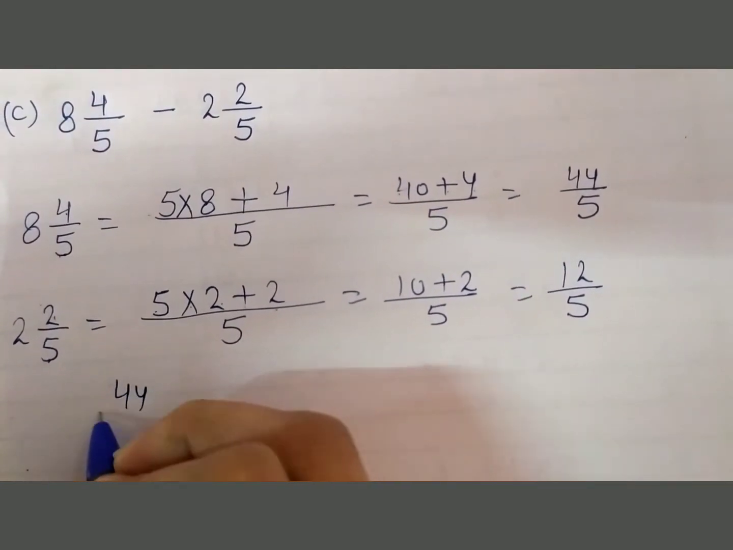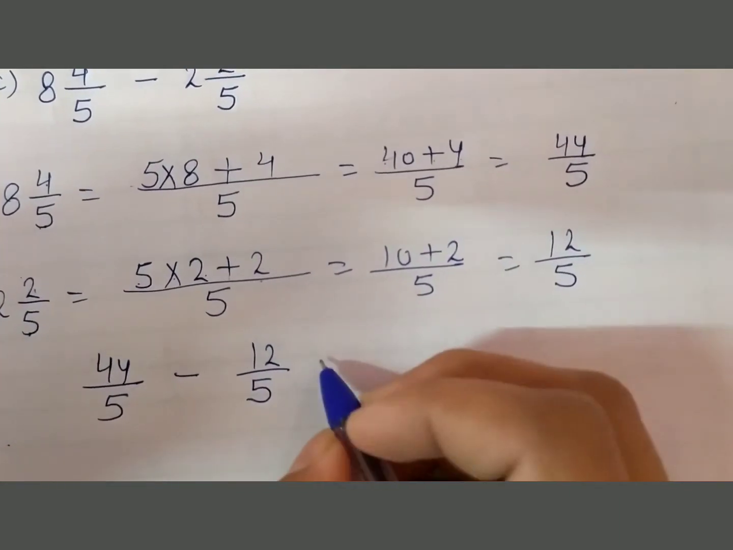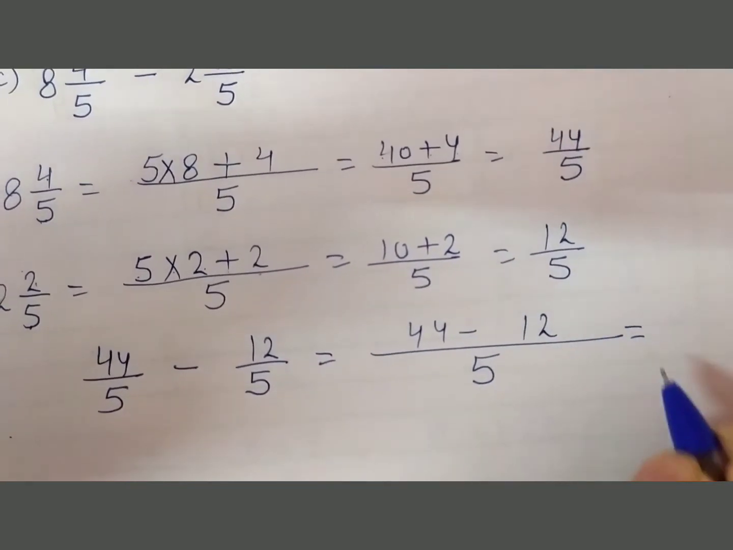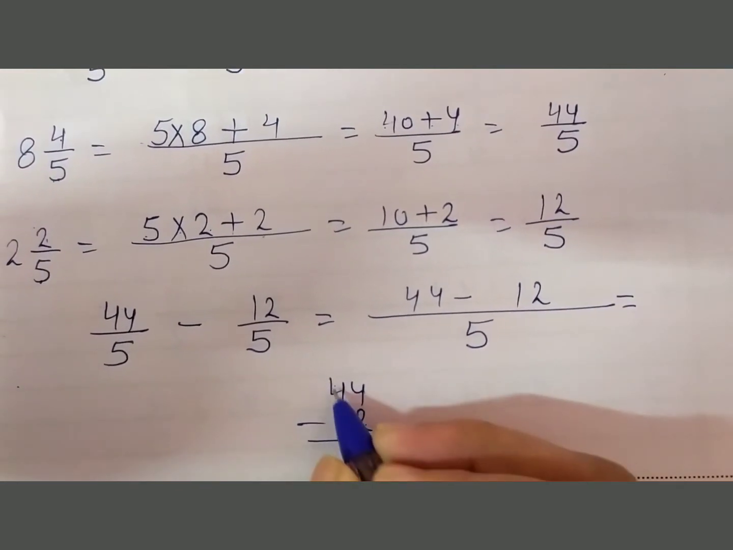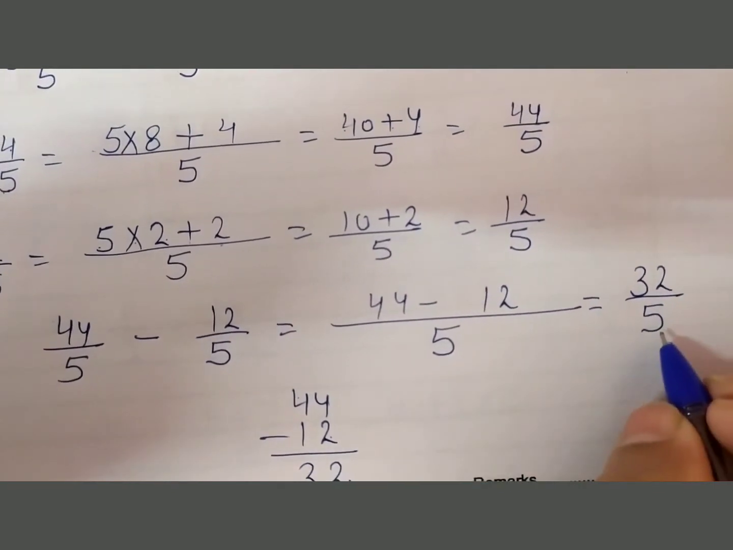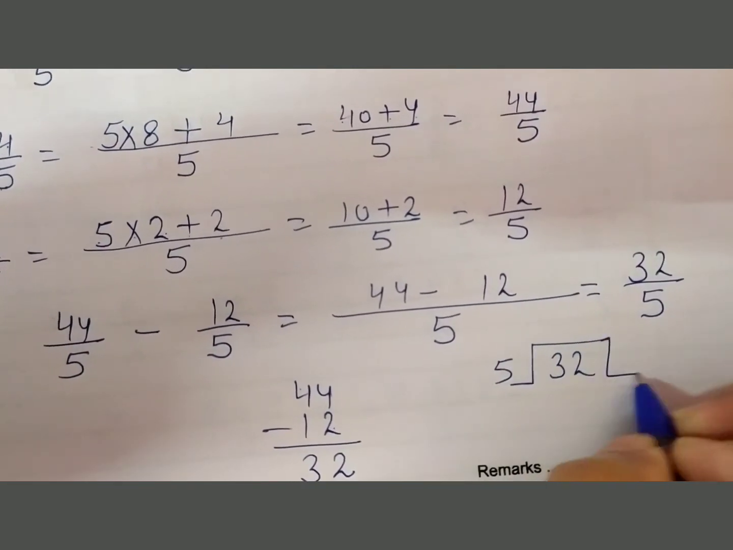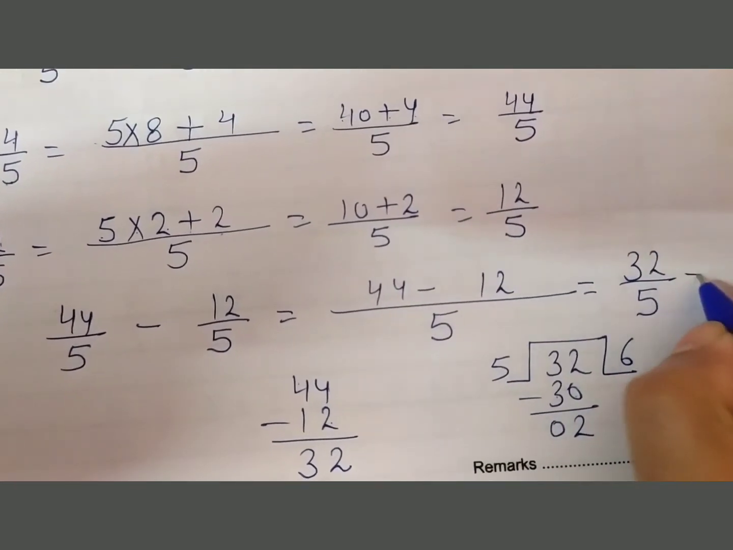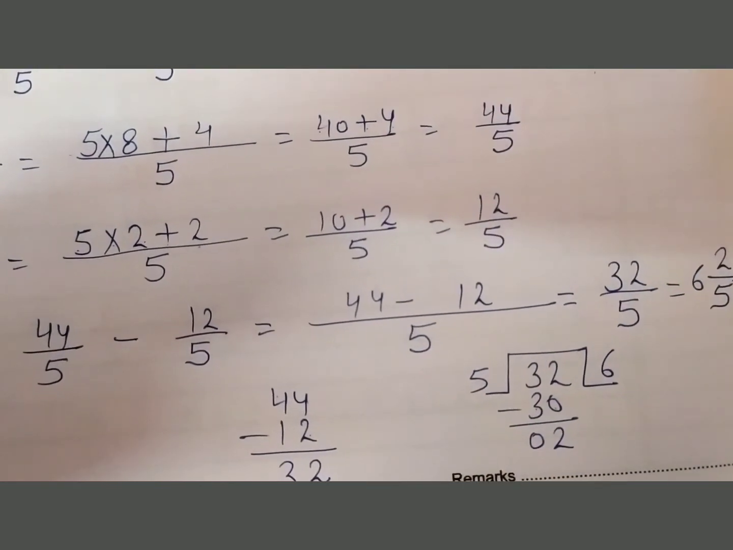It means 44 upon 5 subtract 12 upon 5. Children, the denominators are the same. Write 5 as it is in the denominator. 44 minus 12. 4 minus 2, 2. 4 minus 1, 3. That is 32 upon 5. Okay. Change into mixed number. 32 divided by 5. 5 sixes are 30. 2 minus 0, 2. 3 minus 3 equal to 0. Write in mixed number, 6, 2 upon 5. This is the answer. Okay.